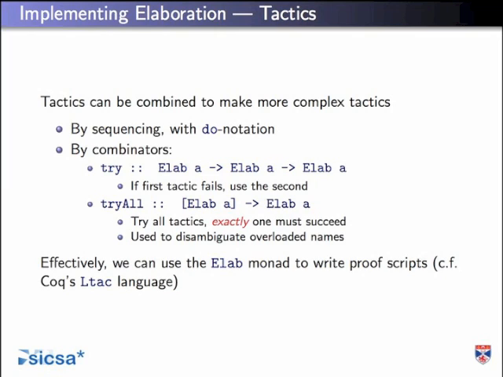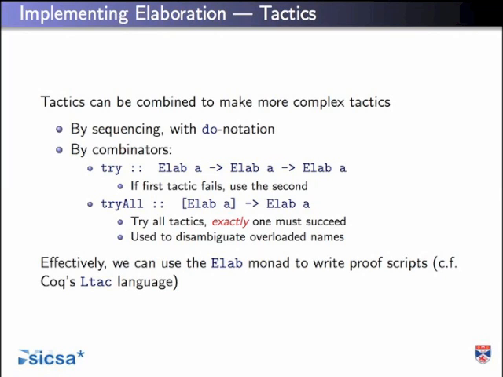Also, try all is a more generalized version of this. Try all applies every tactic in its list, and exactly one has to succeed. If more than one succeeds, that's a failure. If none of them succeed, that's a failure. What this is used for is overloaded names: first it tries to prune the overloaded names by looking at their types. If there's still a couple left, it says, well, okay, let's just see what happens. And if more than one of them works, then you have an error. So that's how type-directed overloading works. Effectively, what we've got now is an elaboration monad that we can use to write proof scripts.